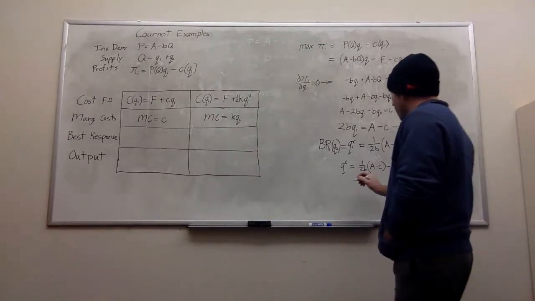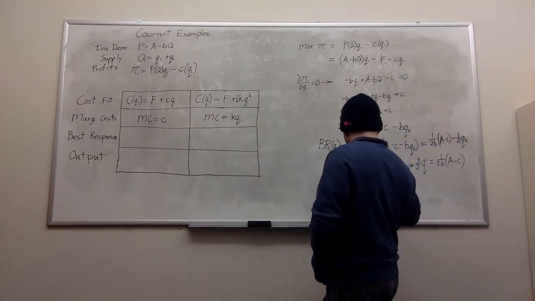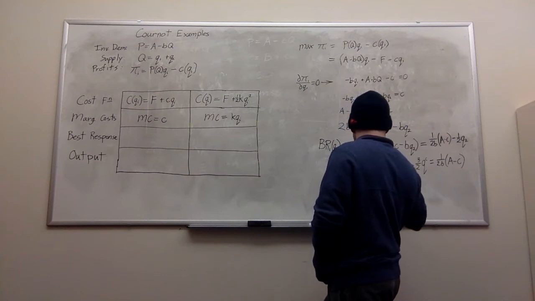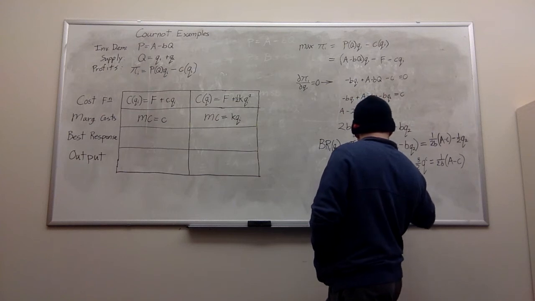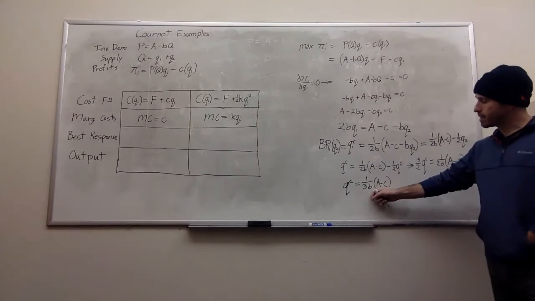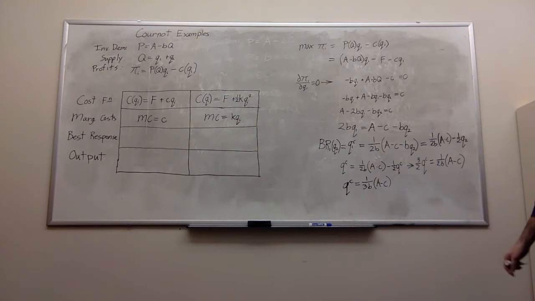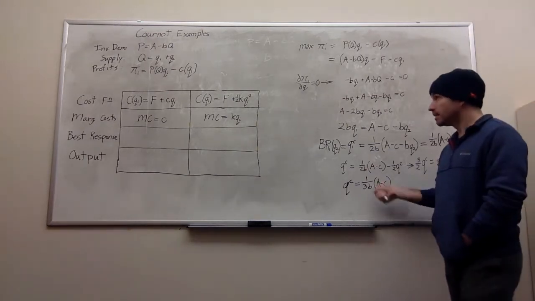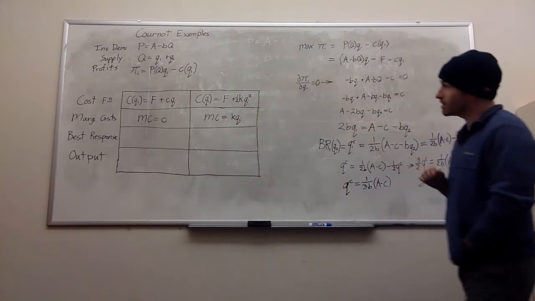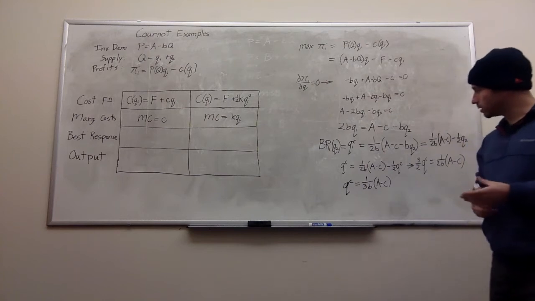And therefore, multiplying both sides by 2/3, I get that QC is equal to 1 over 3b, or 1/3 of 1 over b, times A minus C, right? Where A is our price intercept for the inverse demand function, and C is the marginal cost of production.